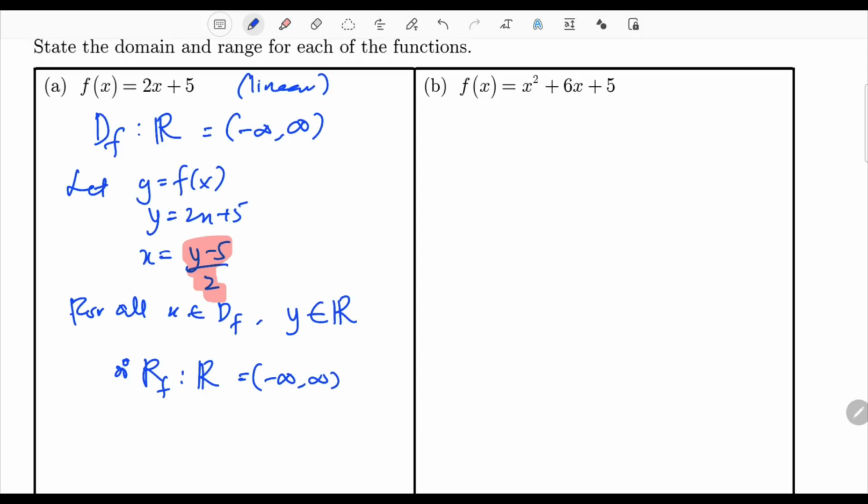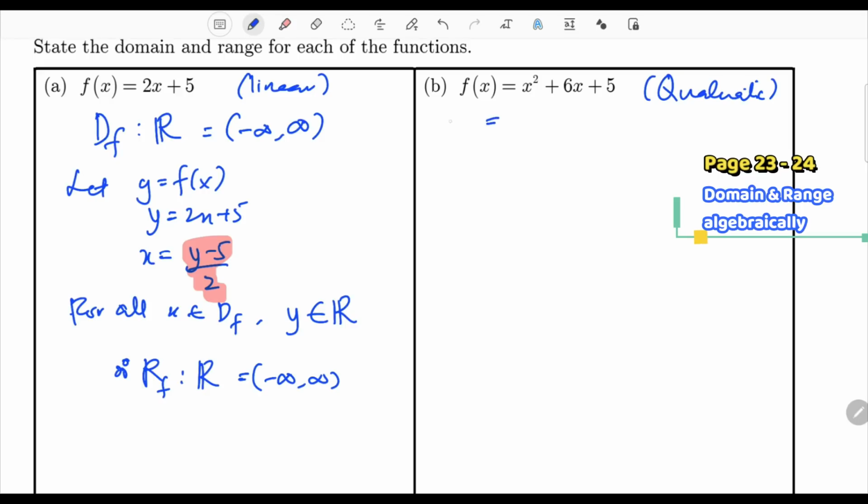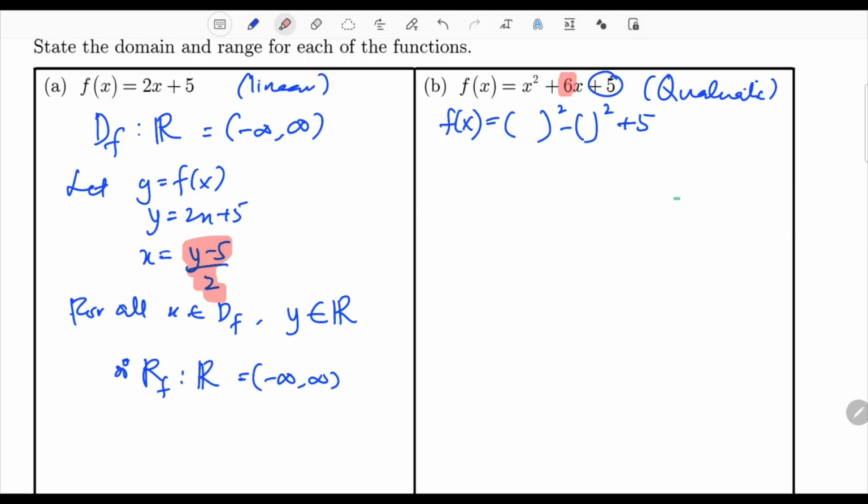Next will be b. f(x) equal to x squared plus 6x plus 5. So this is quadratic, so we need to do completing the square. So f(x) equal to, the fastest way will be bracket squared minus bracket squared, plus 5 at the back. Half of 6 will be 3, so we get (x plus 3) squared, minus 9 plus 5.